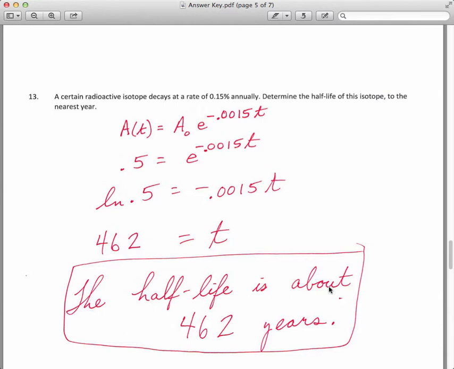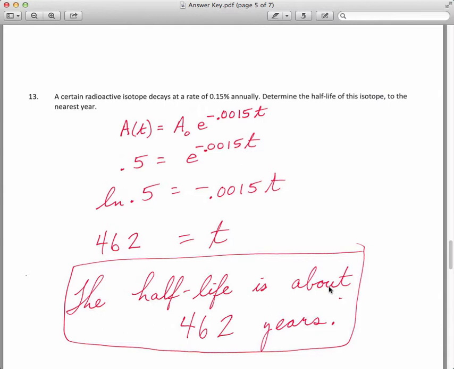Now, half-life is the amount of time that it takes for half of a radioactive substance to decay. So 1/2 is 0.5, so we put 0.5 as the equivalent of the A in the future and the A we started with, which is the A sub 0. A sub 0 stands for the initial amount.